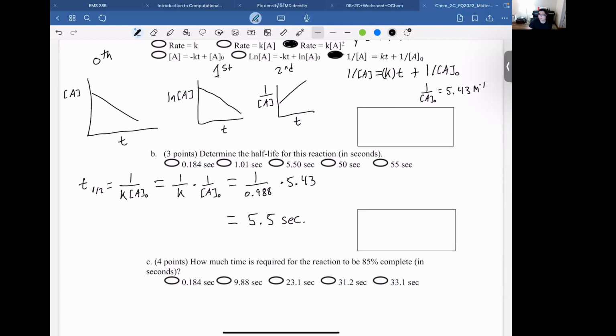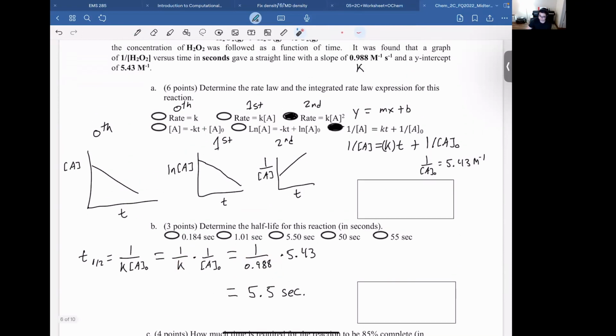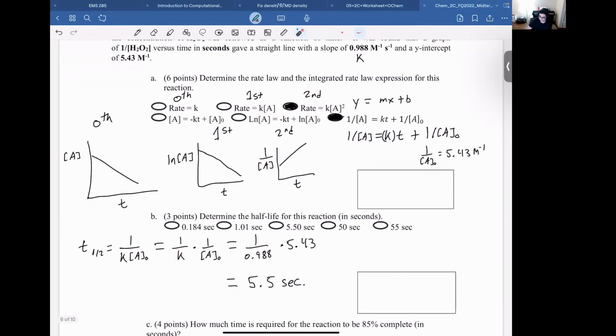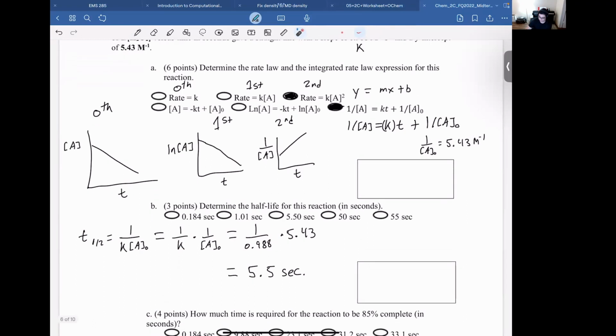K is 0.988. Yes, right here. It's 1 over K. Wait, I'm confused because in lecture he did it differently. So he divided 1 by 5.43 and then got 0.184 and then plugged that in for A and then multiplied the 0.184 by 0.988. And he used the exact same equation.